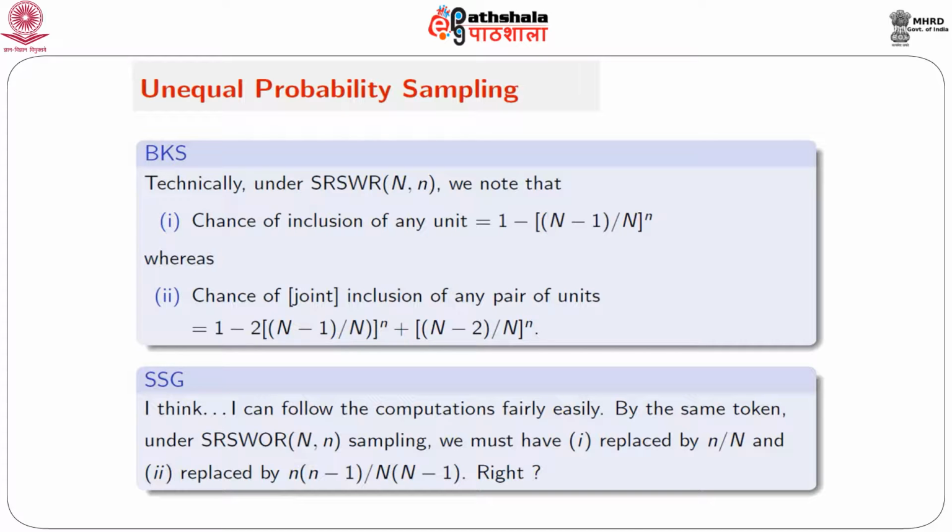So, the chance of inclusion of any unit is 1 minus total exclusion, and similarly for the chance of joint inclusion, you refer to the simple computational formula for the probability of the intersection of two events, and you get to see this result: 1 minus 2 times this quantity plus this quantity. I think I can follow the computations fairly easily. By the same token, under simple random sampling without replacement, capital N, small n, we must have the first replaced by small n over capital N, and the second replaced by small n times small n minus 1 divided by capital N times capital N minus 1, right?